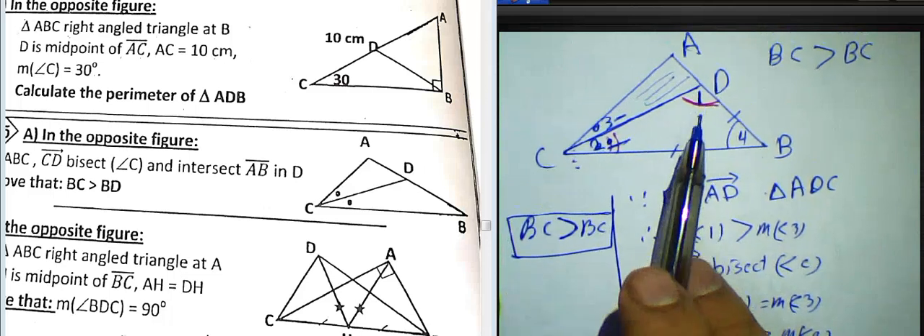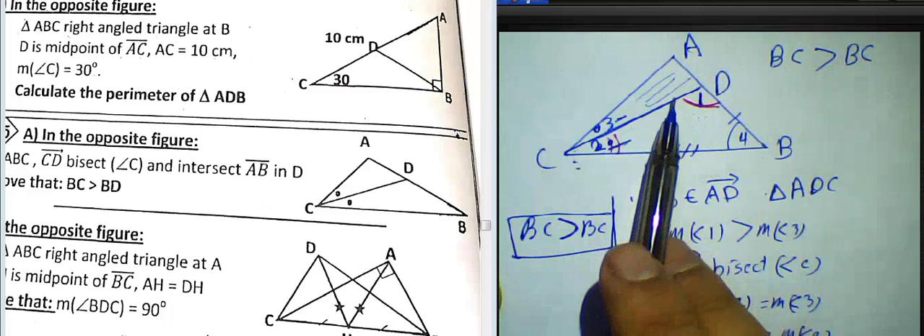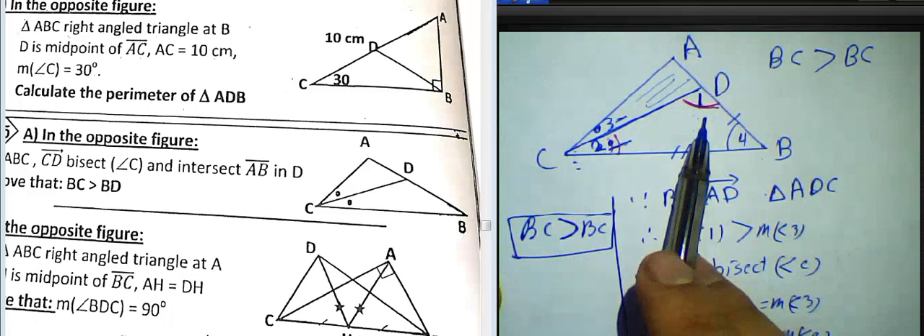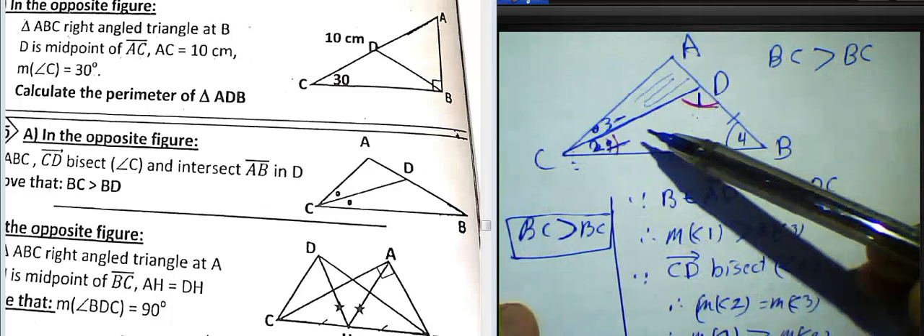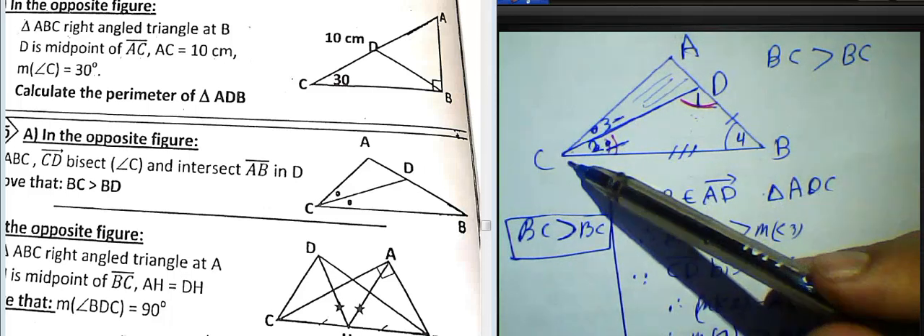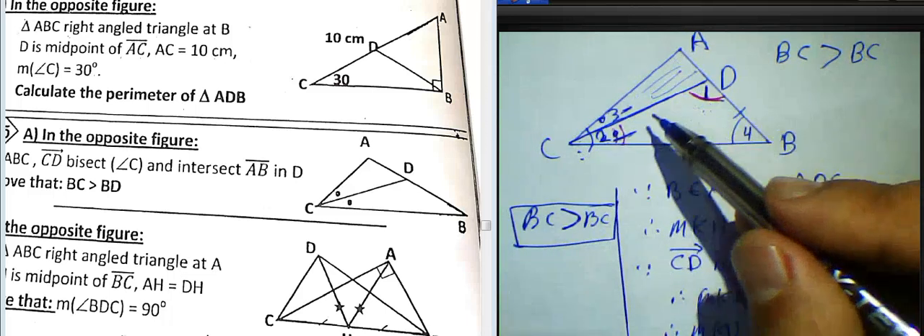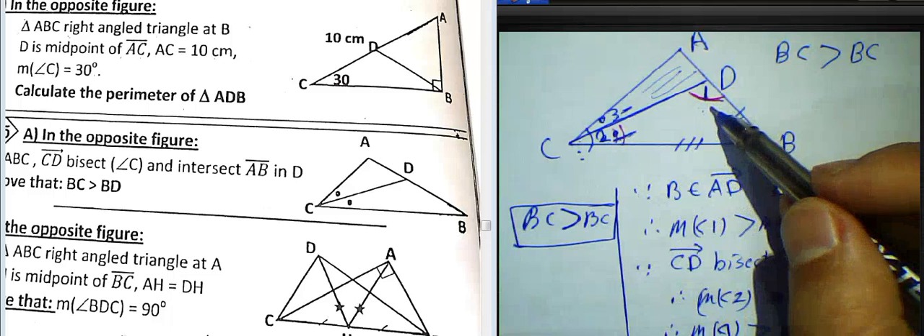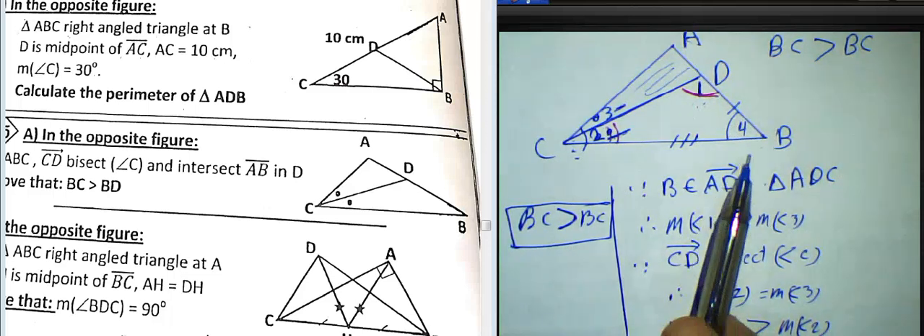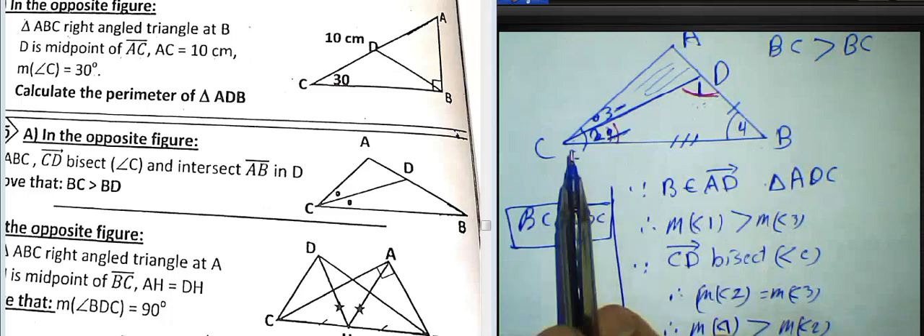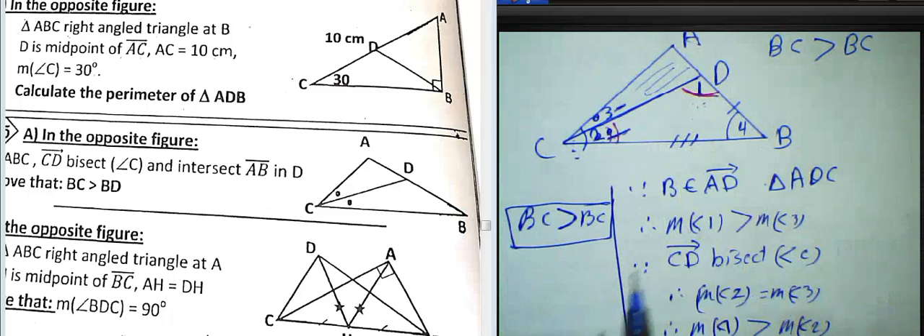How? We know the measure of angle 1 is more than the measure of angle 3. Why? Because it is an exterior angle of the triangle. And we know CD bisects angle C, so the measure of angle 2 equals the measure of angle 3. Since the measure of angle 1 is greater than angle 3, the measure of angle 1 will be greater than the measure of angle 2, and then the line segment CB will be greater than the line segment DB.